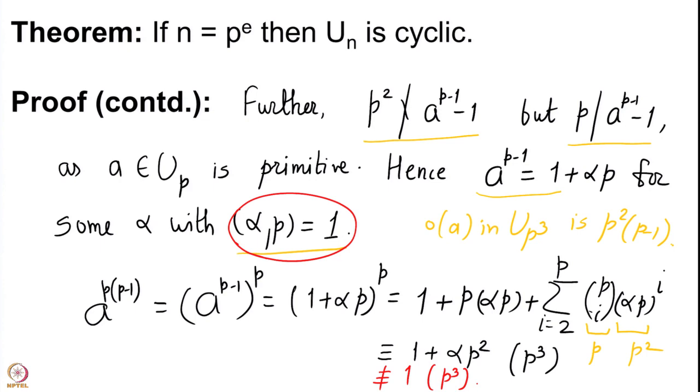So, we are proving that un, where n is a power of an odd prime, is cyclic, and what we have done is another baby step. Remember, in this proof of un being cyclic where n is a power of an odd prime, we did the p square case first and now we have done the p cube case. In the beginning of the next lecture, we are going to look at all the higher powers and use induction to show that such a un is cyclic.